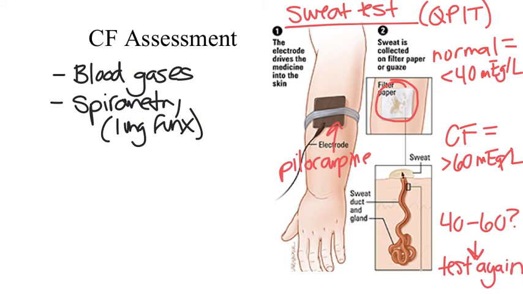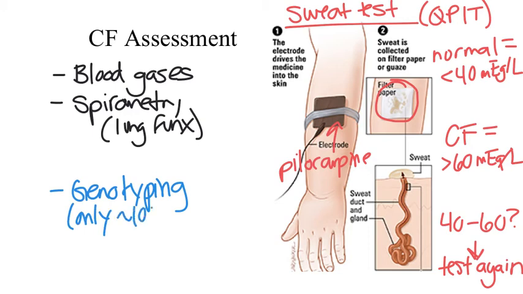Another diagnostic method that can be used in patient assessment is genotyping. The genotyping test only screens for about 100 to 150 of the most common mutations. But given that there are over 2,000 known mutations and new ones being discovered all the time, it is possible for a patient to have cystic fibrosis and still test negative on the genotyping test.